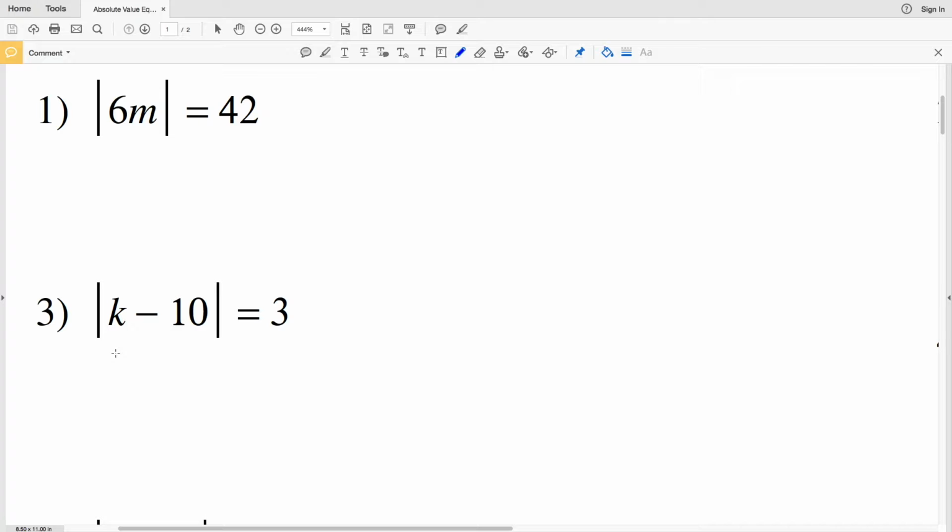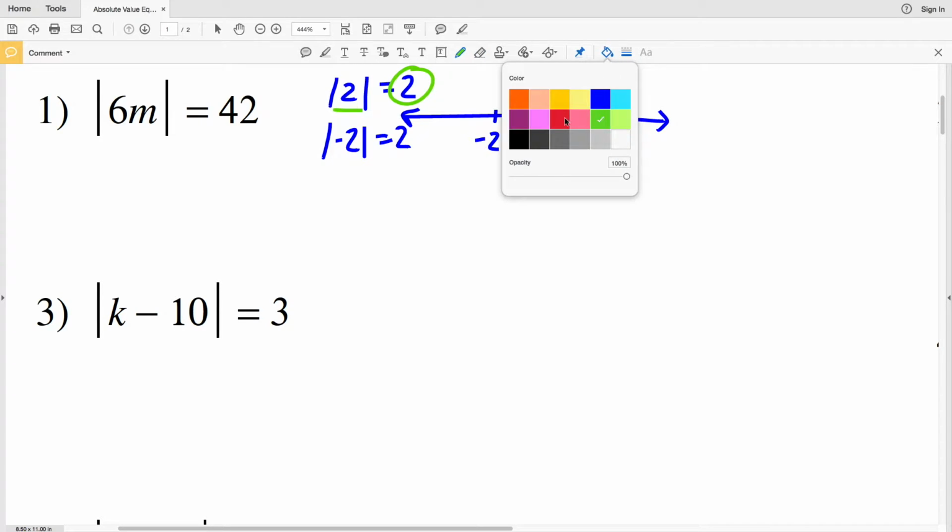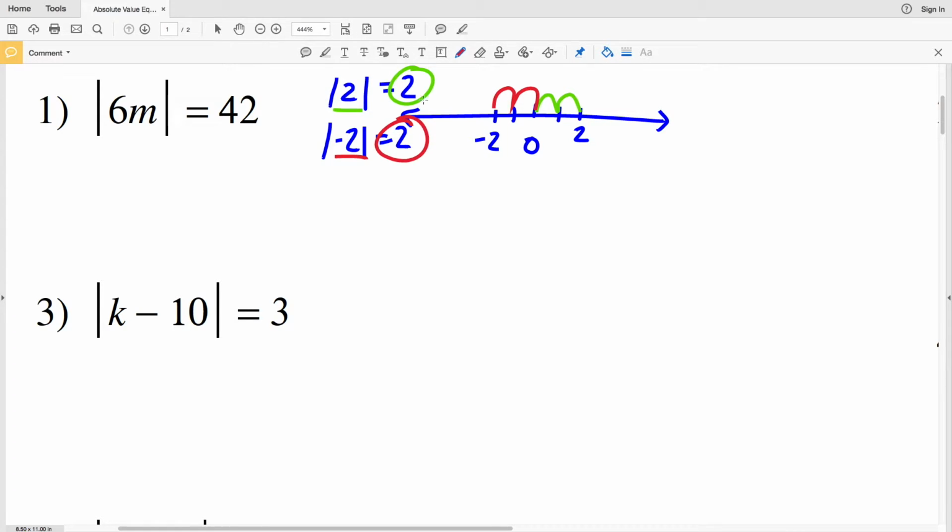Before we do that, I'm going to give a quick review of what the absolute value is. Say you have a number line, and I ask for the absolute value of 2. That is equal to 2. The absolute value of negative 2 is also equal to 2. The absolute value is the distance a number is from 0 on the number line. Here's the positive 2, here's the negative 2. The absolute value of positive 2 is 2 units away from 0, and negative 2 is also 2 steps away from 0.